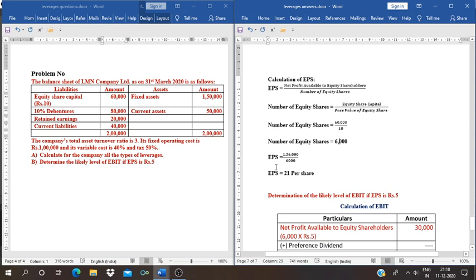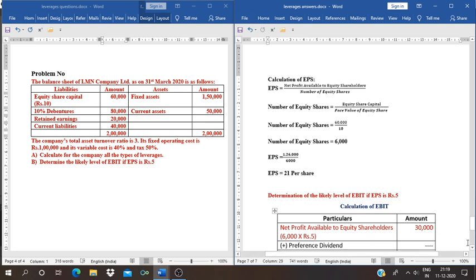Now EPS we are going to calculate. Net profit available to equity shareholders, which we have already calculated in the statement of profit, is 1,26,000, and the number of equity shares is 6,000. Now EPS is 21 per share. So this belongs to the first one, A, we have completed. Although they have not asked us to calculate the EPS here, we have calculated it because the next one relates to the EPS.